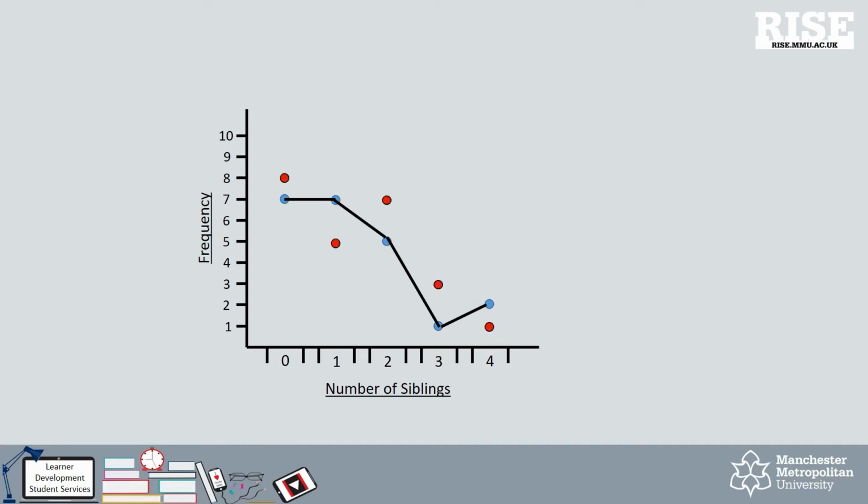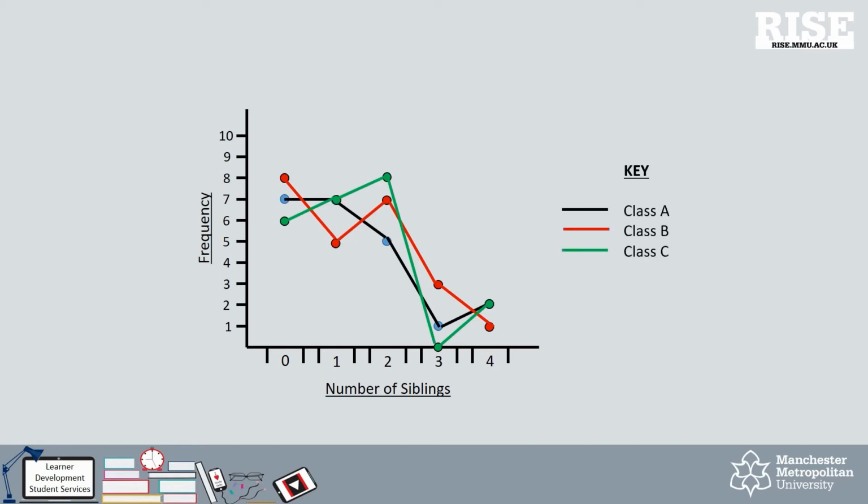For this reason, I could have 2 frequency polygons on the same set of axes, so I can compare 2 sets of data really easily. I can even put a third on as well. Just make sure that you include a key if you are comparing more than one set of data.